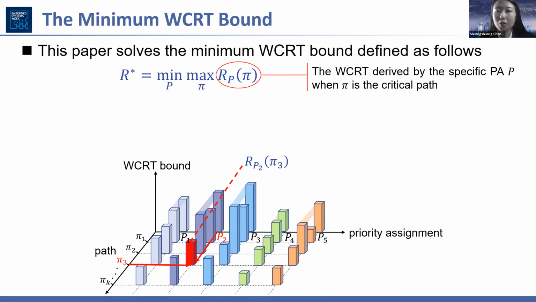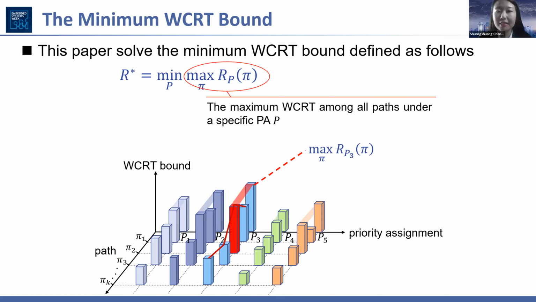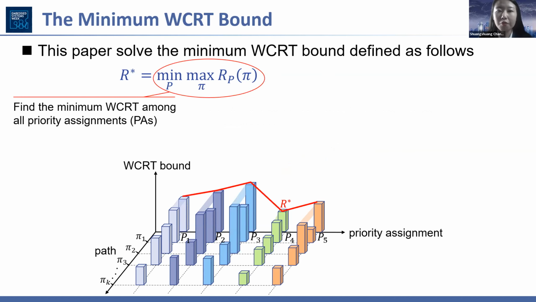This paper shows the minimum WCRT bound defined as follows. This part is the WCRT derived by the specific priority assignment when pi is the critical path. And this part denotes the maximum WCRT among all paths under the specific priority assignment. The whole formula is to find the minimum WCRT among all priority assignments. The R star is what we want to solve.